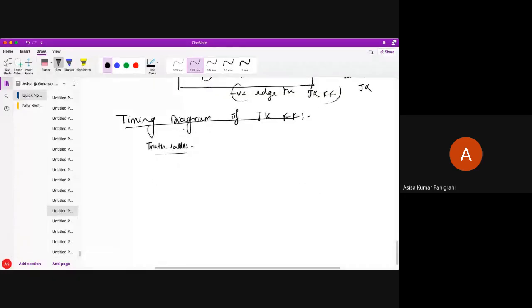Don't worry. So now tell me, what is the truth table of the JK flip-flop? My JK flip-flop looks like this. Truth table will be, JK 00.